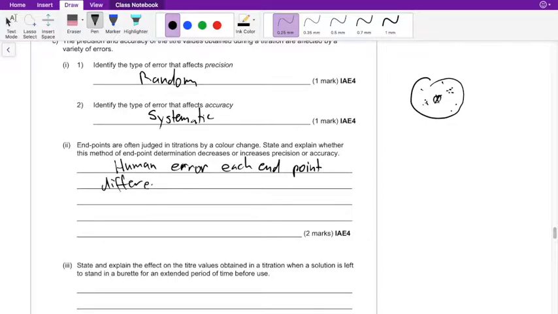I'm just going to shorthand this and skip some words out. And this leads to a random error, which will decrease precision.